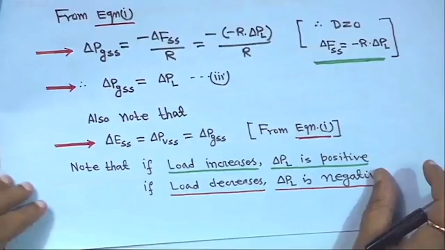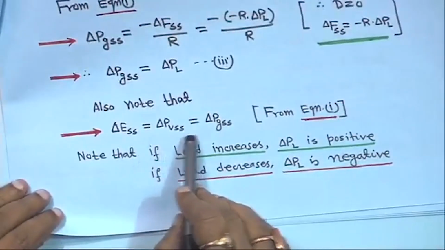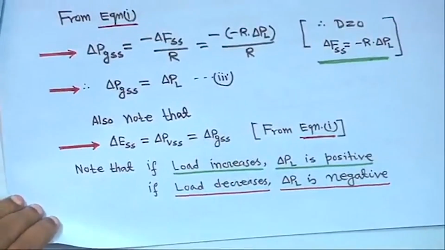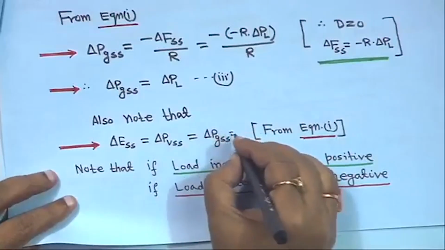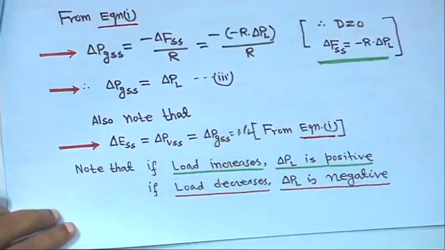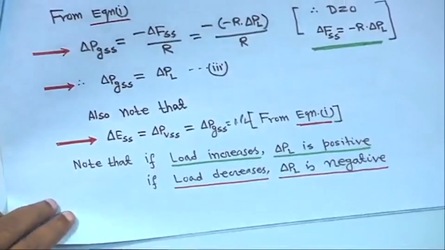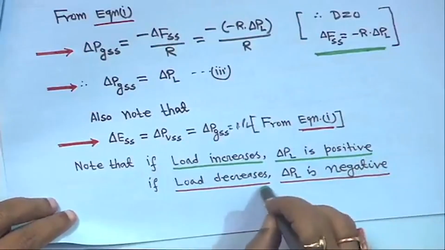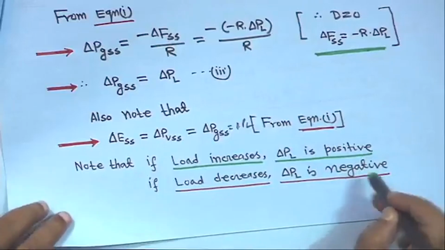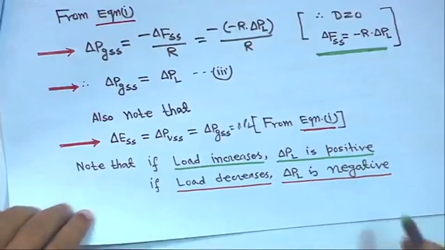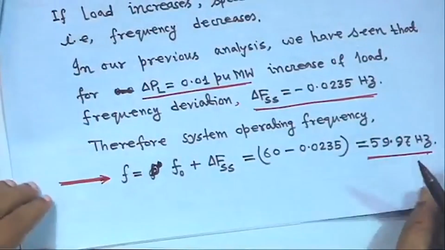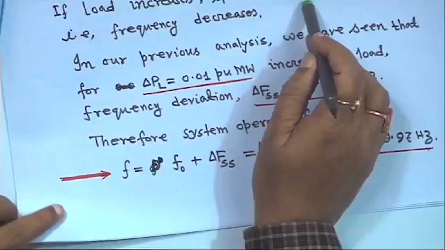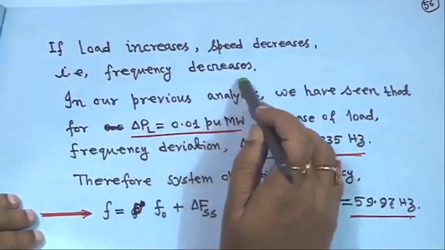Also note I have written here delta PGSS is equal to delta PVSS is equal to delta PL. In this case, for D is equal to 0, it will be equal to delta PL, and in this case delta PL value is taken 0.01. So, if load increases delta PL is positive, this should be in your mind, and if load decreases delta PL is negative, right. These two must be in your mind all the time. That means that if load increases, I told you speed decreases, that is frequency decreases, right.